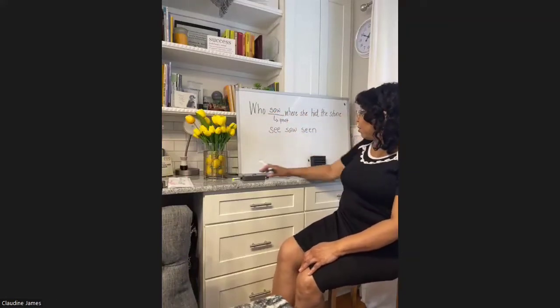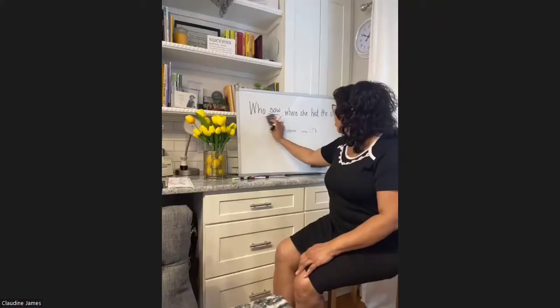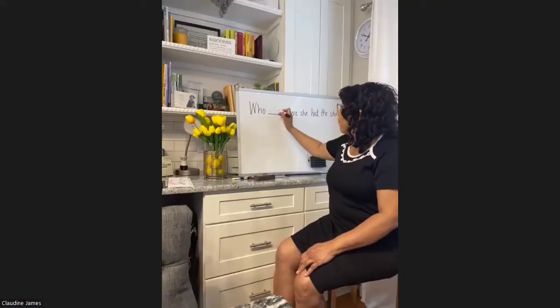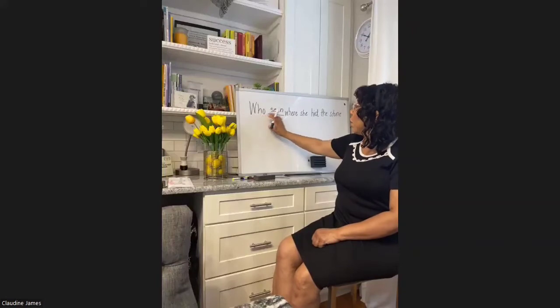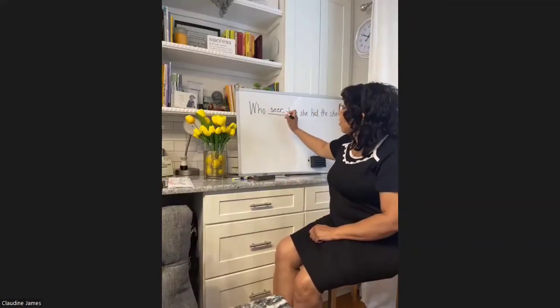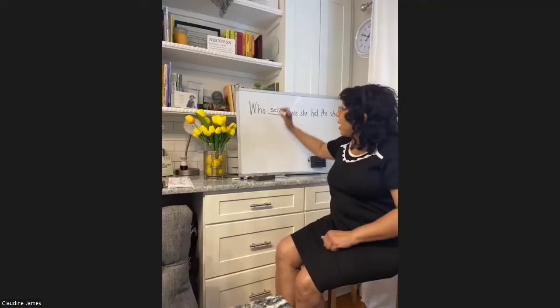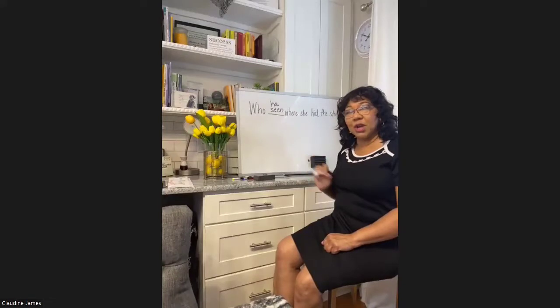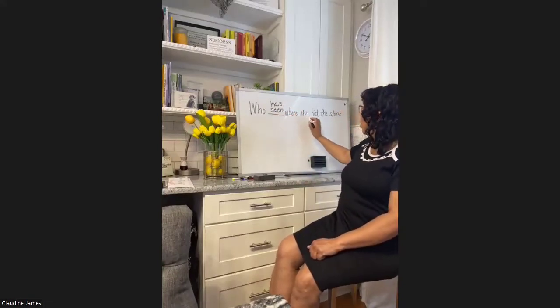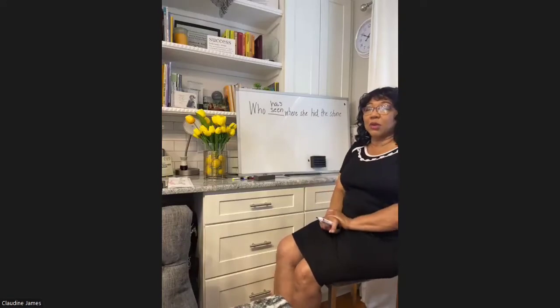If I use the word seen, what happens? Who seen where she hid the stone? If I put seen here, what is wrong with this sentence? Two things are wrong with this sentence. When you use seen, you have to use that past participle. Do you say who have or who has? Who has seen where she hid the stone? One more thing is wrong with this sentence.